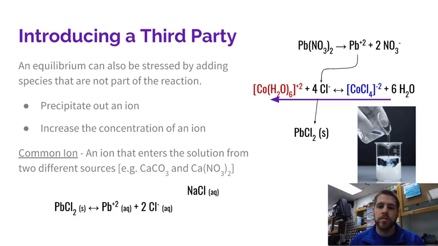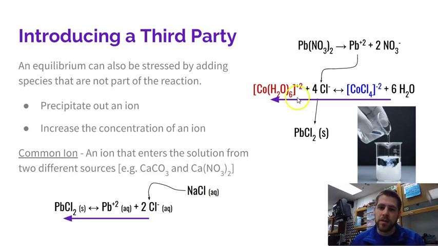So let's say we put some sodium chloride in the solution. Sodium salts are always soluble, so that's going to be soluble. And the relevant ion here is the chloride ion because it's common in this equilibrium. So what we're doing is we're actually increasing the concentration of the chloride ion. Which way does that shift the equilibrium? It's going to shift it to the left.